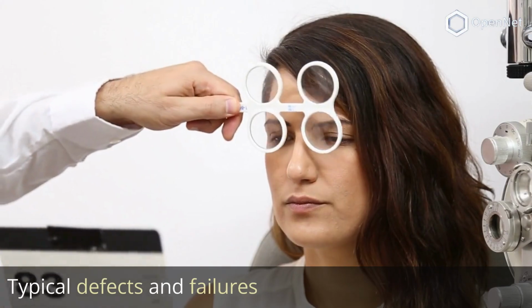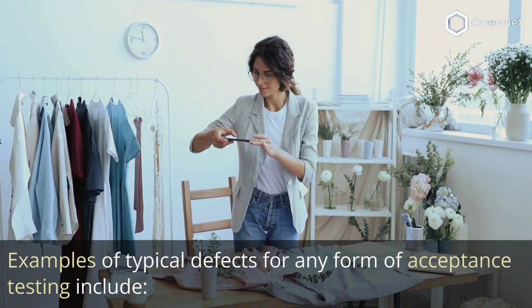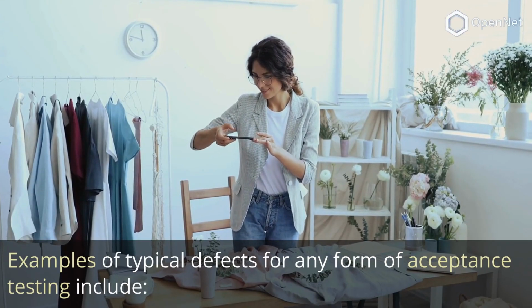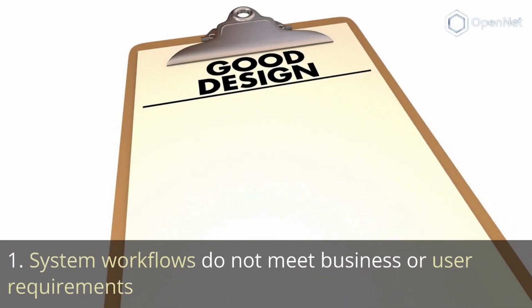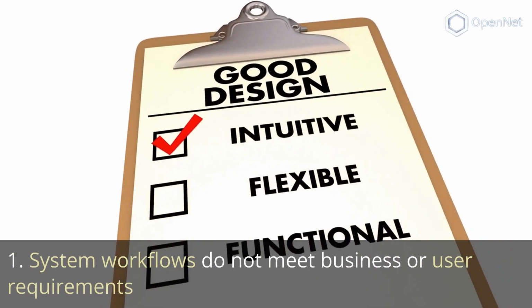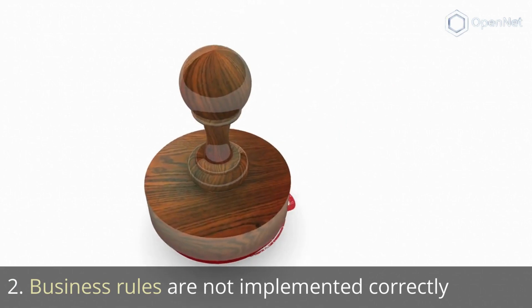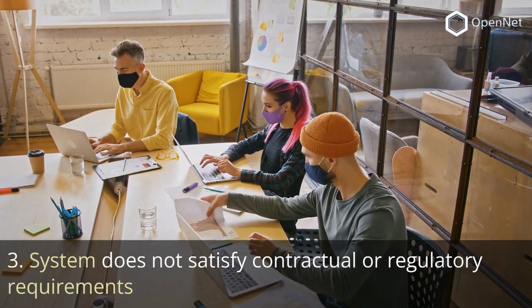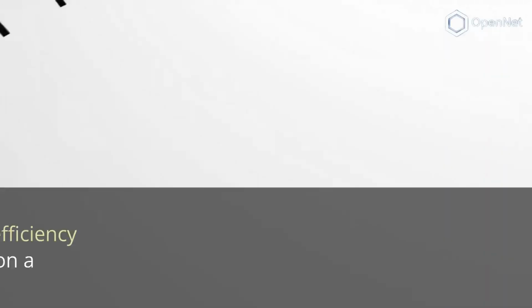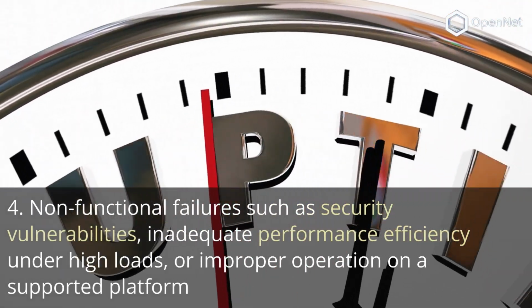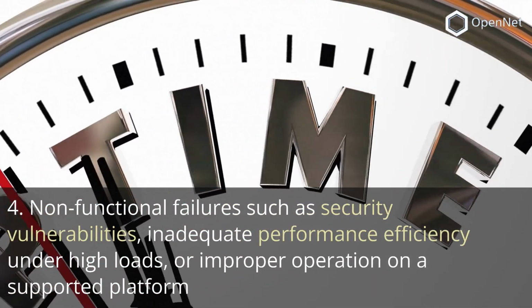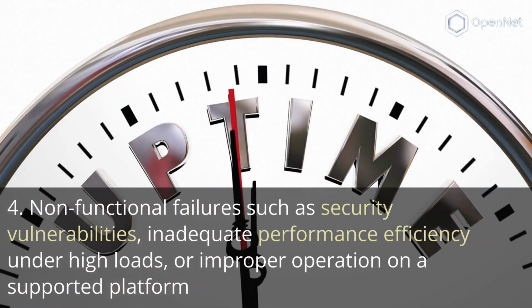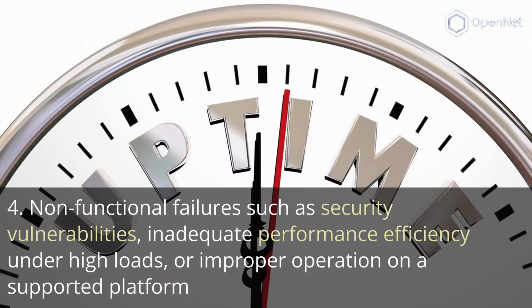Typical defects and failures. Examples of typical defects for any form of acceptance testing include: 1. System workflows do not meet business or user requirements. 2. Business rules are not implemented correctly. 3. System does not satisfy contractual or regulatory requirements. 4. Non-functional failures such as security vulnerabilities, inadequate performance efficiency under high loads, or improper operation on a supported platform.